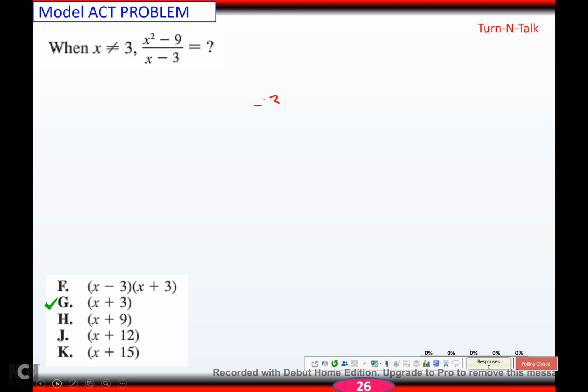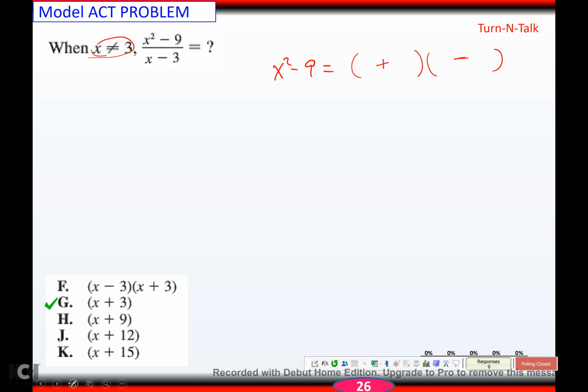And hopefully you got G. Alright, it says when x does not equal 3, because if x did equal 3, that would make the denominator 0, which is illegal. But when x doesn't equal 3, what does this simplify down to? Well, the trick here is whenever you see a fraction with polynomials, factor, factor, factor, factor. The top is difference of squares. So x squared minus 9 factors into binomial plus, binomial minus.